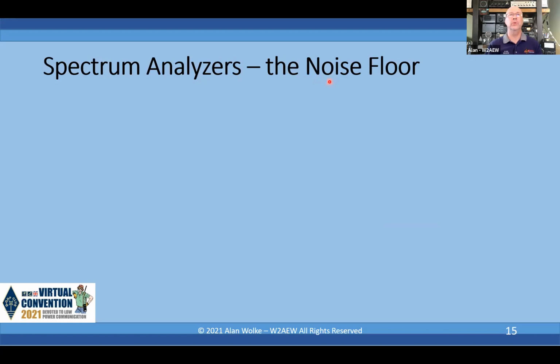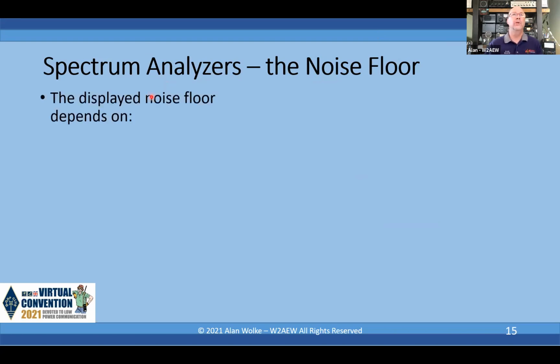Okay, what determines what that noise floor is? Obviously, each of the amplifiers and things like that have got a noise figure associated with them, and they generate their own noise. But what can you do? Because ideally, you want that noise floor to be as low as possible, so you can see very weak signals.